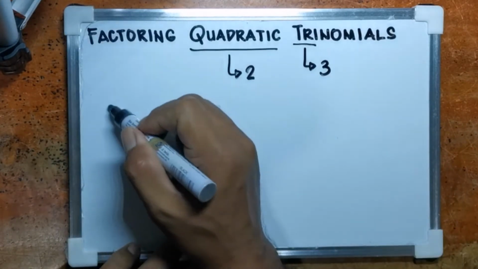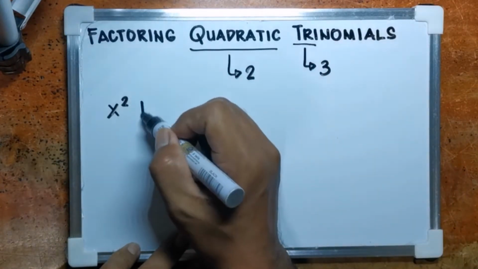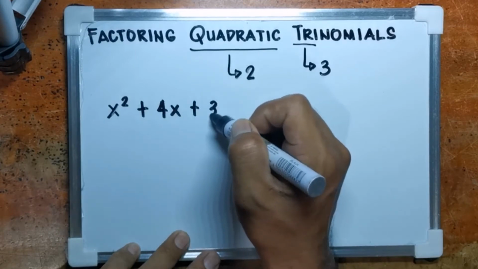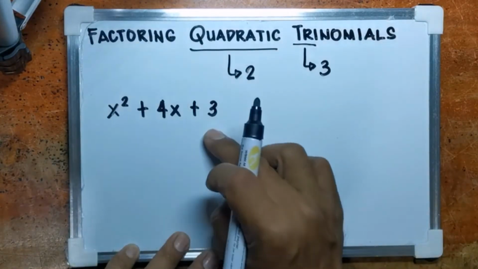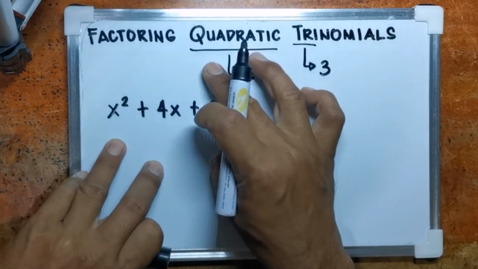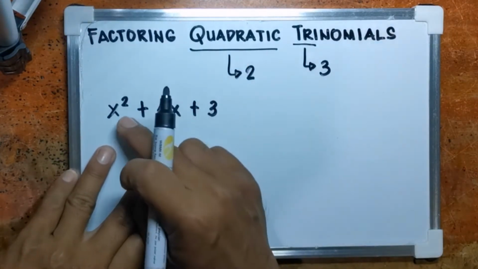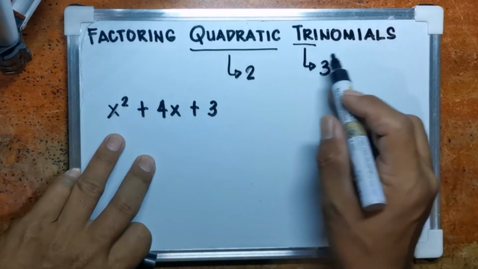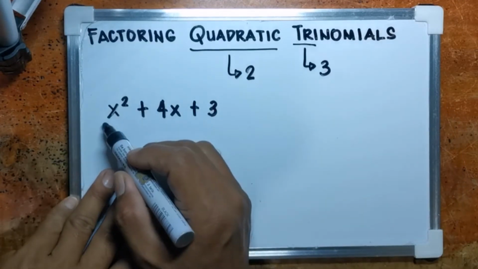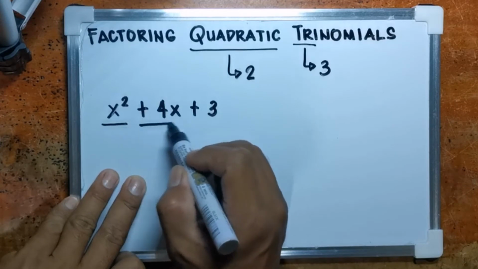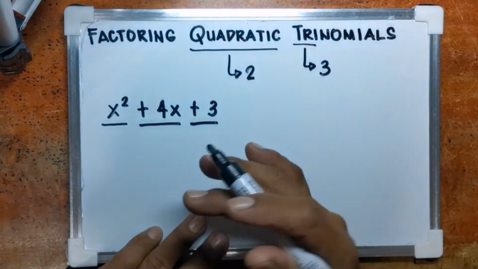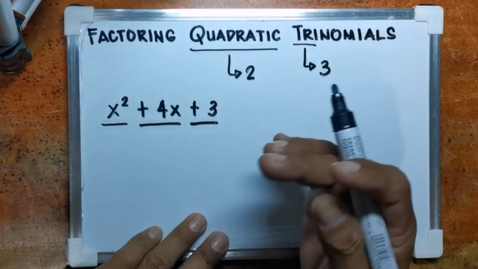Say we have x squared plus 4x plus 3. So this polynomial is an example of a quadratic polynomial since the degree or the highest exponent of x is 2. And trinomial since there are 3 terms. We have x squared, positive 4x, and positive 3. Now, how do we factor a quadratic trinomial?